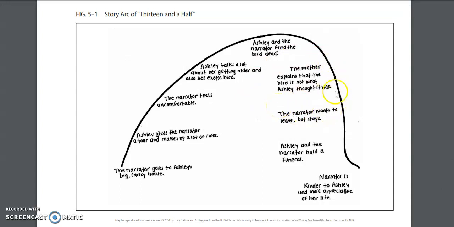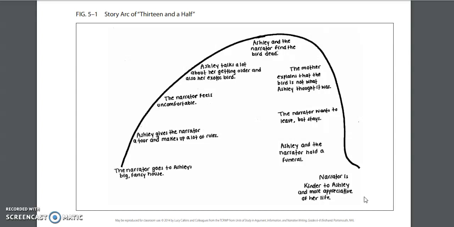And then in that process, Ashley and the friend, our narrator, have this bonding moment. And by the end, down here, we know that the narrator is now more compassionate and kinder to Ashley and has this new appreciation of her own life, wherein we learn the message, or the lesson, or the theme of the text. So this has a ton of moments in it. It has 1, 2, 3, 4, 5, 6, 7, 8, 9 events that have been included to map out the arc of the story.